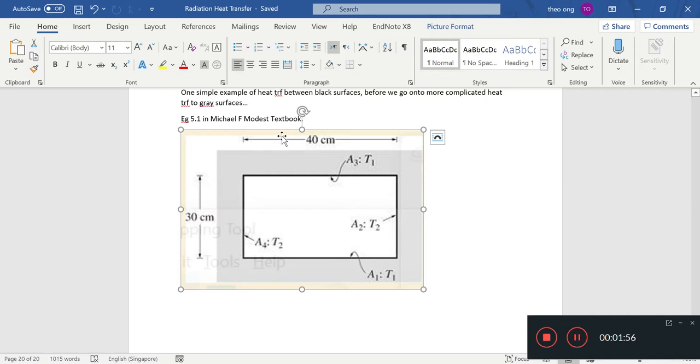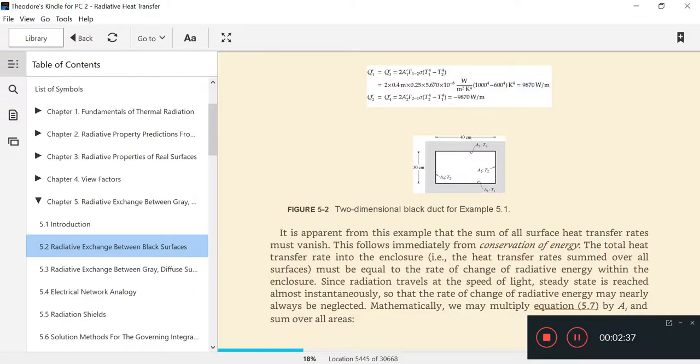We have four surfaces, in fact, A1, A2, A3, and A4 in a very long duct, a very long square-shaped pipe in other words, but it's not a pipe, so we call it a duct. One area is at T1, and the opposite side is also at T1. One area, A2, is at T2 and the other at T4, 30 cm by 40 cm. Okay, all in all pretty simple.